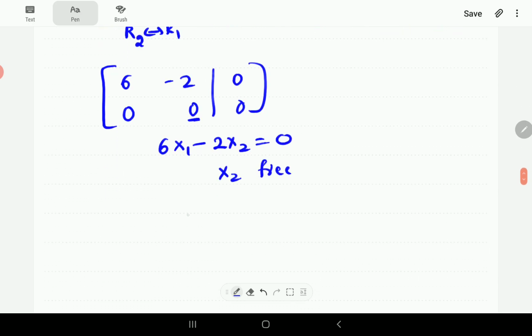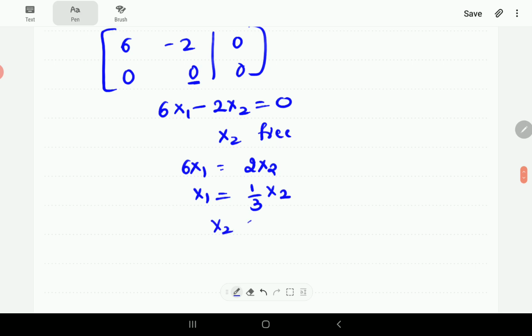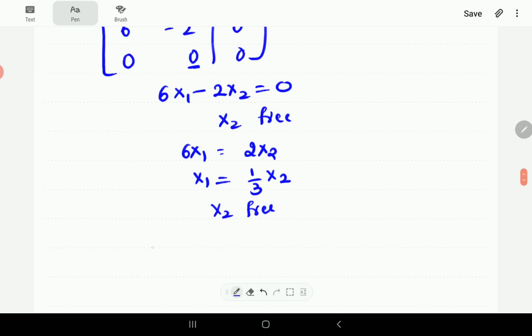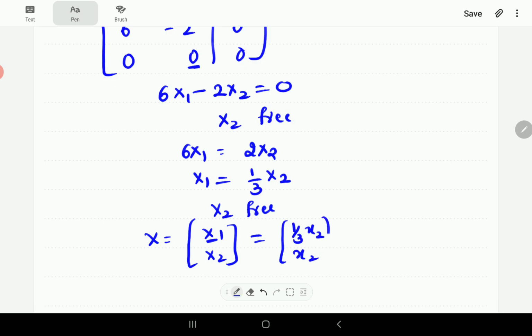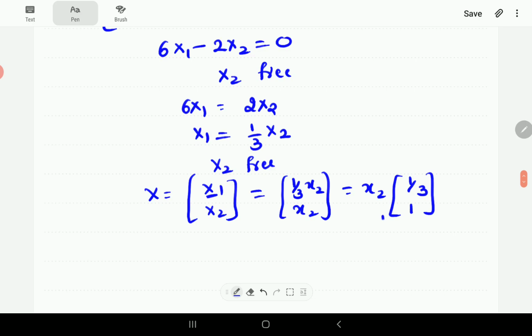X2 is free, so here you can write 6x1 equals 2x2. Dividing both sides by 6, you will get x1 as 1/3 times x2, and x2 is free. So when you write the solution, x is (x1, x2), which is equal to x1 given as 1/3 times x2, and x2 is x2 because it is free. So you can write this as x2 times (1/3, 1).